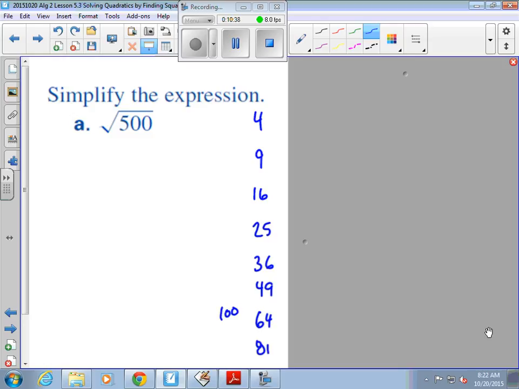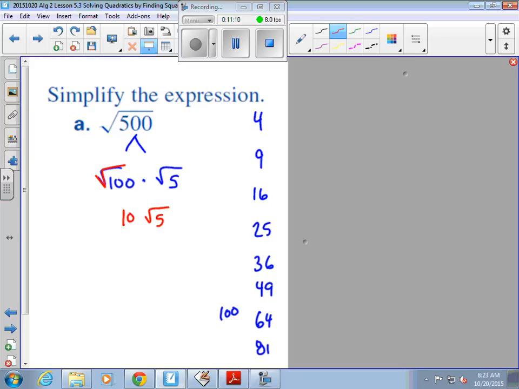But which one of those numbers is a factor of 500? The easiest one to use, clearly, is the number 100. The square root of 100 multiplies by the square root of what? 100 times what? 5. And what is the square root of 100? What number times itself is 100? 10 times the square root of 5.